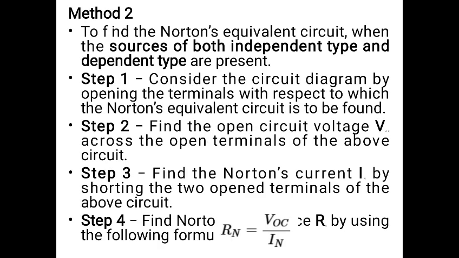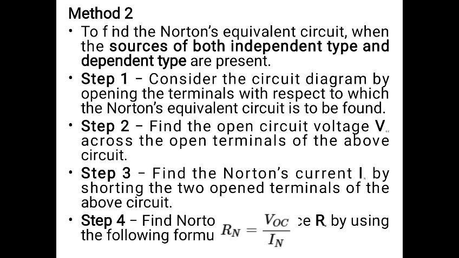Method 2. To find the Norton's equivalent circuit when the sources of both independent type as well as dependent type are present. Step 1. Consider the circuit diagram by opening the terminals with respect to which the Norton's equivalent circuit is to be found. Step 2. Find the open circuit voltage V across the open terminals of the above circuit. Step 3. Find the Norton's current I by shorting the two opened terminals of the above circuit.